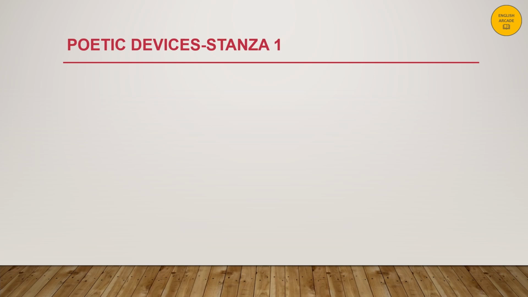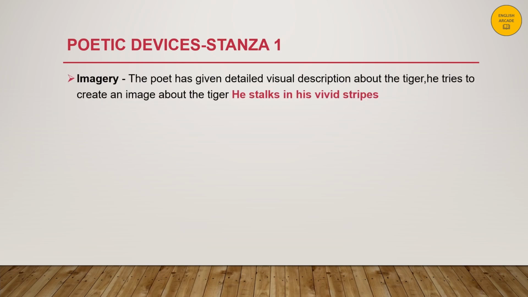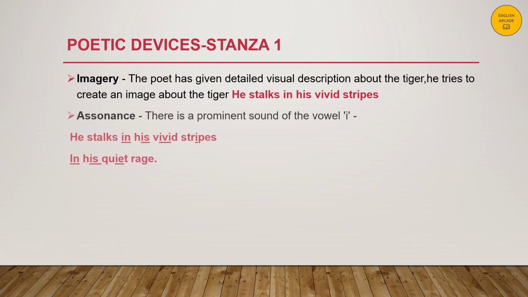The poet also uses imagery when he says he stalks in his vivid stripes. Dear friends, imagery is created each time a visual description is given. So the poet gives a detailed visual description about the tiger. We almost create an image of the tiger in front of our eyes.